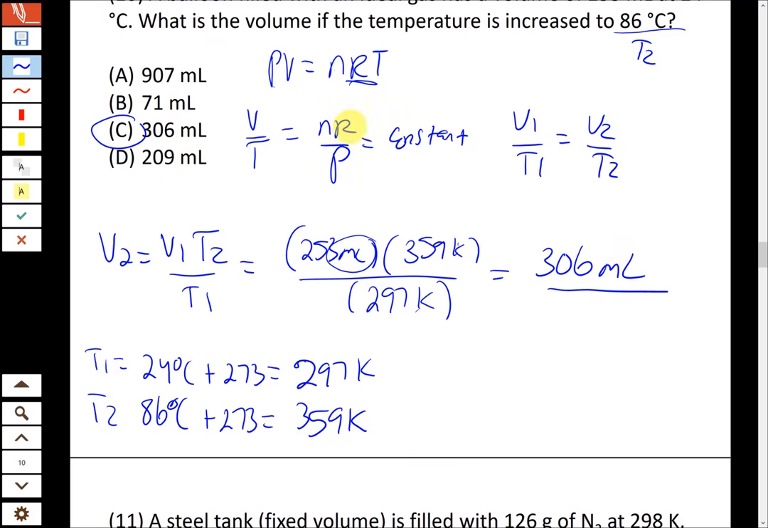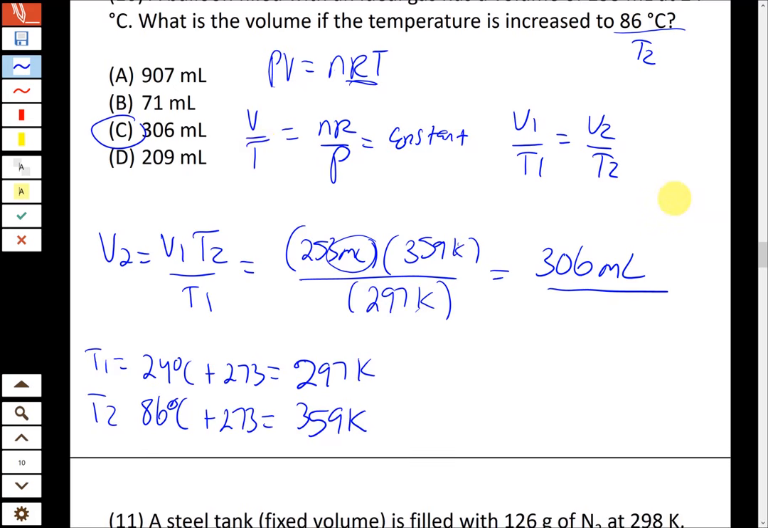But if we're using R in the calculation, if we're solving for just one set of conditions where R is included, in that case it has to be atmospheres and it has to be liters. But otherwise, for volume and pressure, you can change the units to whatever you want. Temperature is non-negotiable. That has to be in Kelvin in any of these types of problems.